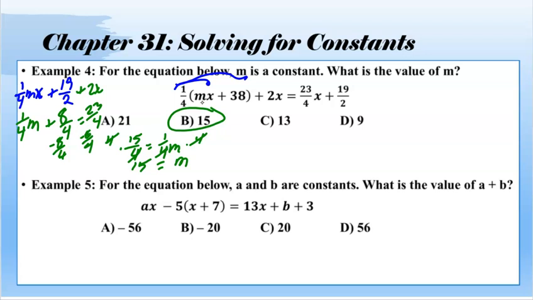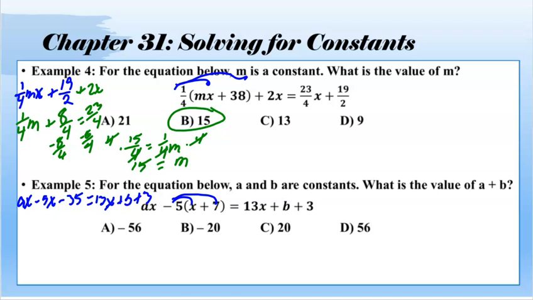Example 5, for the equation below, a and b are constants. What is the value of a plus b? So the first thing I want to do is get rid of my parentheses. So I'm going to distribute the 5, and I'm left with ax minus 5x minus 35. And this has to equal 13x plus b plus 3.